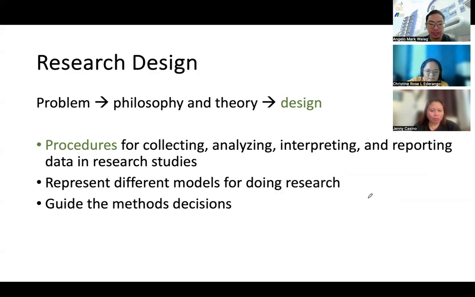Okay, sige, we continue. Like for example, if you're doing an exploratory sequential design, how does that model help you and provide you information of what to expect in the research? For example, exploratory sequential design. So you have to characterize in your research design section of your chapter 3 how the qualitative component will inform your quantitative component.